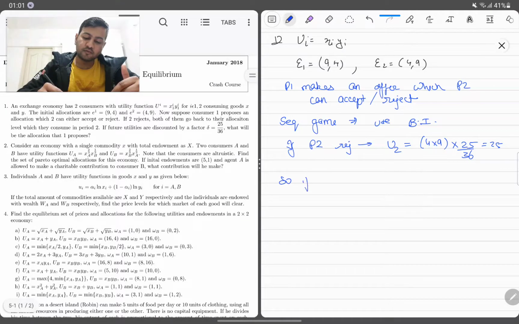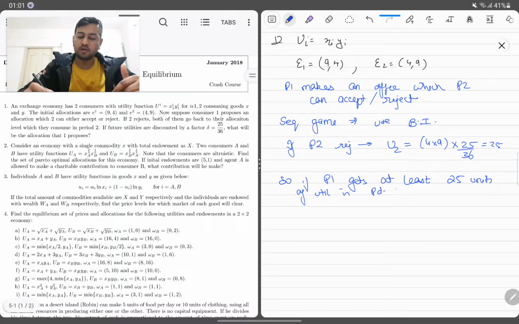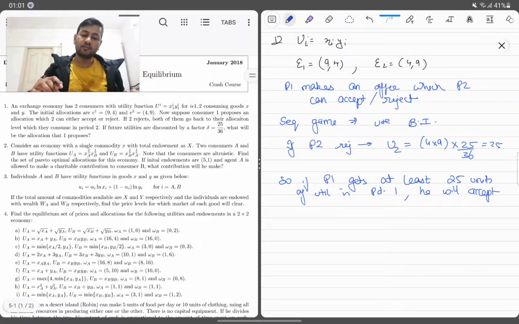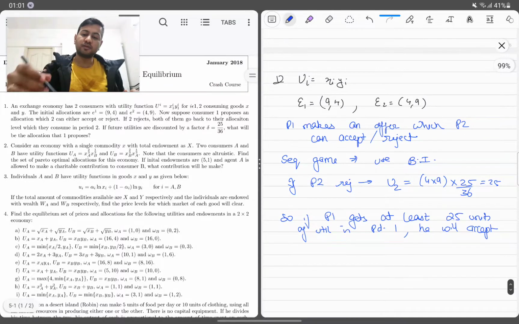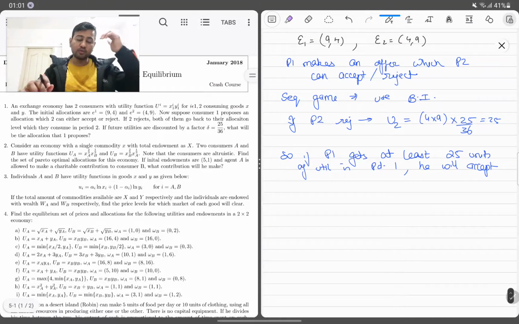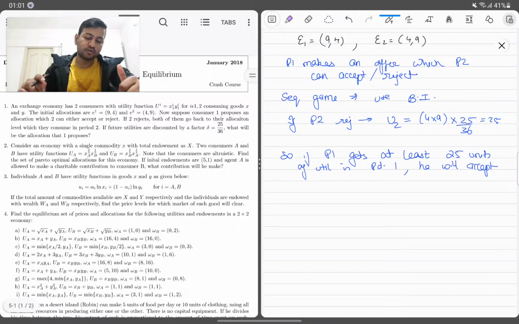So if person 2 gets at least 25 units of utility in period 1, he will accept. Okay, so person 2 will accept provided that he gets at least 25 units of utility in this particular period. Now, how do you ensure that this person gets 25 units of utility?